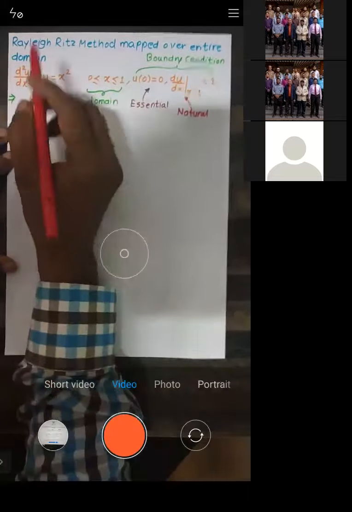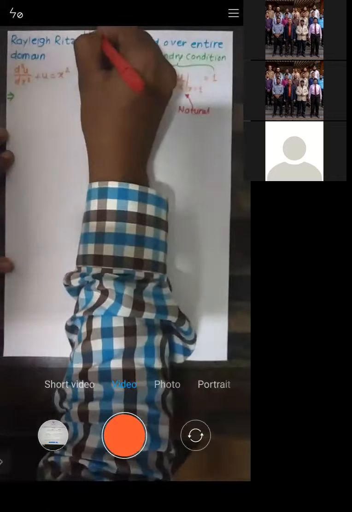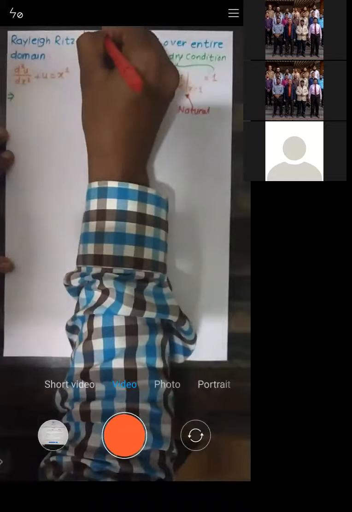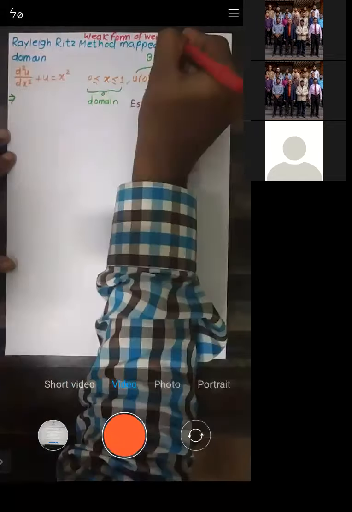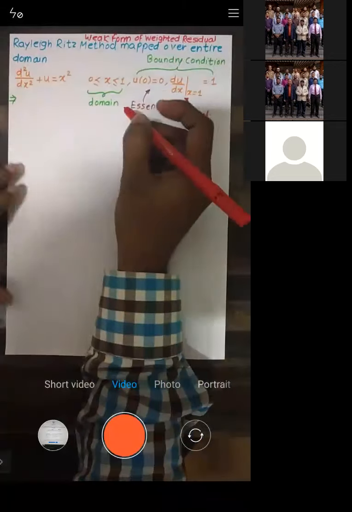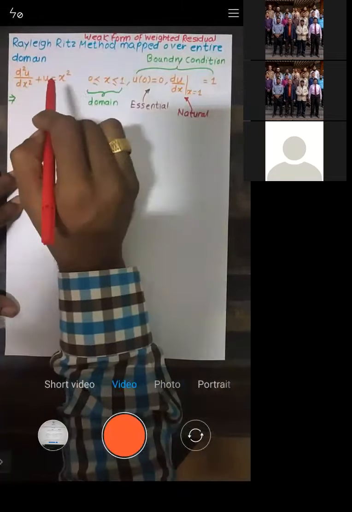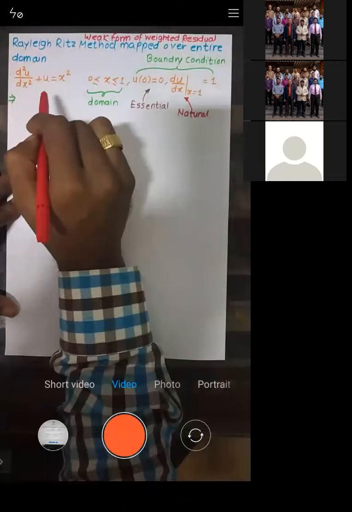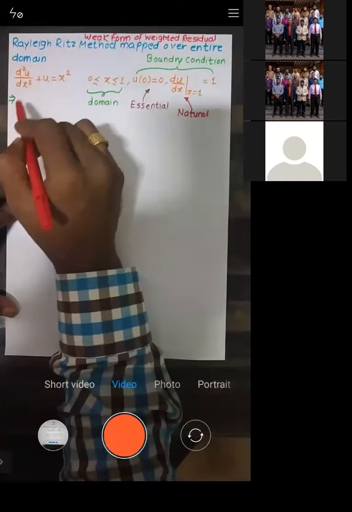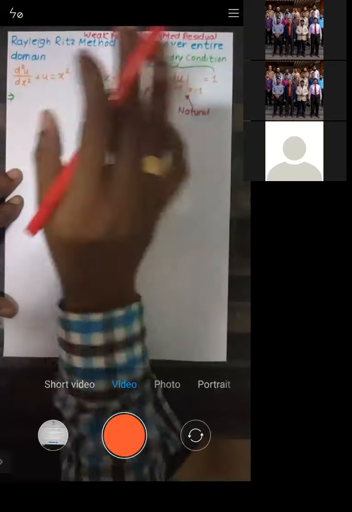See, Rayleigh-Ritz is basically a weak form. If you want, I will write down: Rayleigh-Ritz is the weak form of the weighted residual method. So what we need to do here is make this equation weak. This is a second order differential equation. We need to reduce it to first order. Second order, we need to half it. What is the half of 2? It's 1. So we need to make this equation first order.